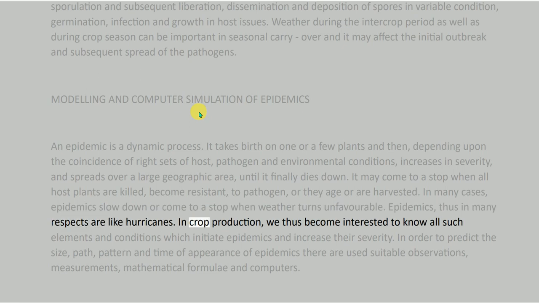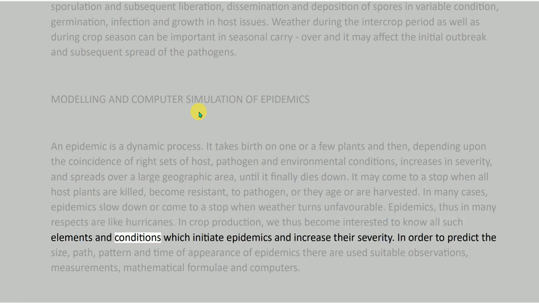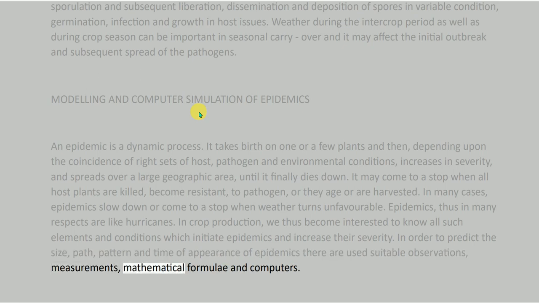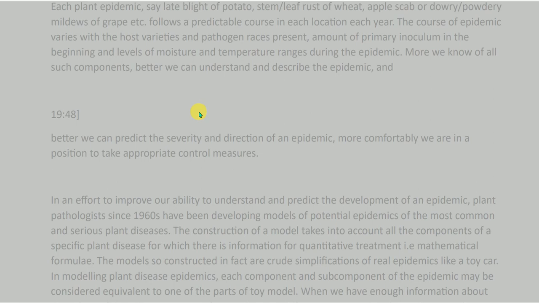In crop production, we thus become interested to know all such elements and conditions which initiate epidemics and increase their severity. In order to predict the size, path, pattern and time of appearance of epidemics there are used suitable observations, measurements, mathematical formulae and computers. Each plant epidemic, say late blight of potato, stem leaf rust of wheat, apple scab or downy powdery mildews of grape etc. follows a predictable course in each location each year. The course of epidemic varies with the host varieties and pathogen races present, amount of primary inoculum in the beginning and levels of moisture and temperature ranges during the epidemic. The more we know of all such components, the better we can understand and describe the epidemic, the better we can predict the severity and direction of an epidemic, and the more comfortably we are in a position to take appropriate control measures.